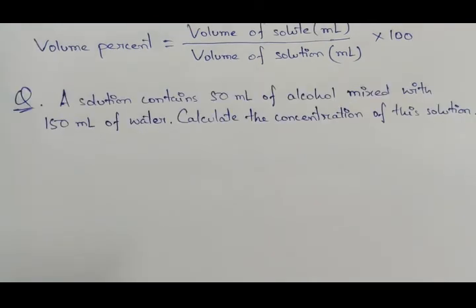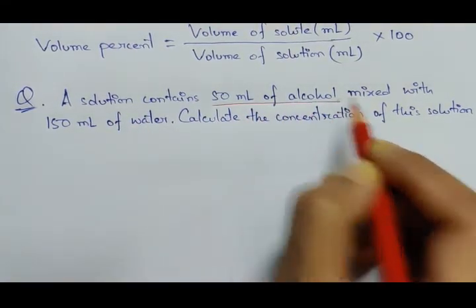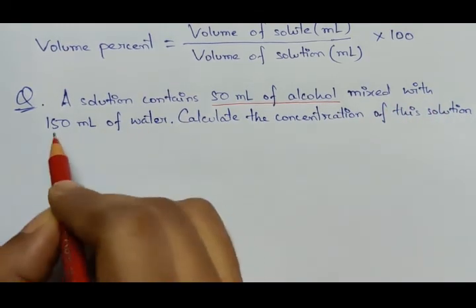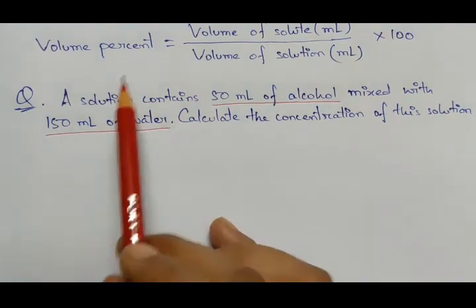So the question is, a solution contains 50 ml of alcohol, that is the solute, mixed with 150 ml of water. This is the solvent. Calculate the concentration of this solution. So how to solve it? Simply we will use this formula.